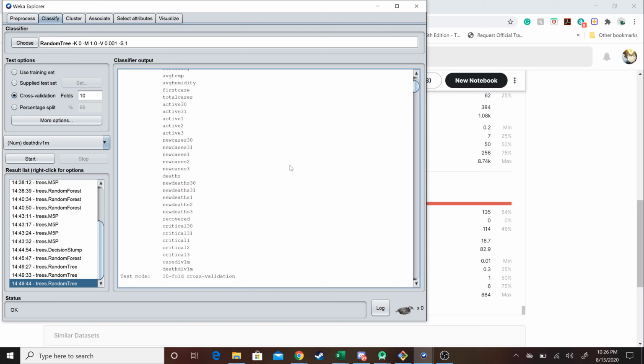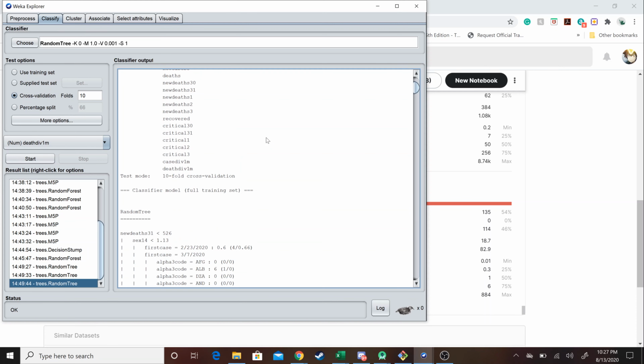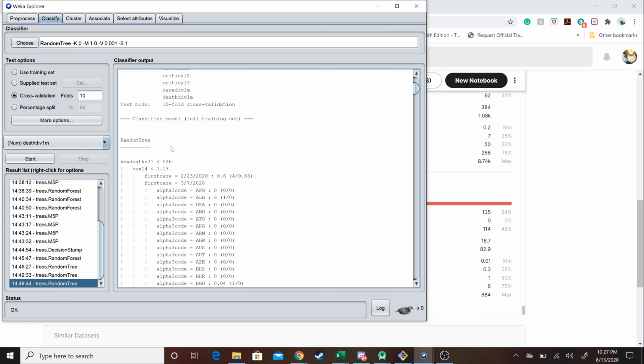What this model is hopefully meant to do is show what values of these the model thinks are important for predicting the deaths. Like, which ones does it think actually are important in predicting these? In this case, it thinks the amount of new deaths on this date are important.